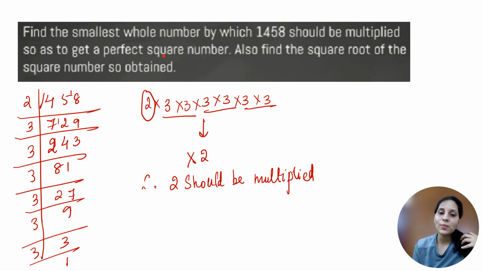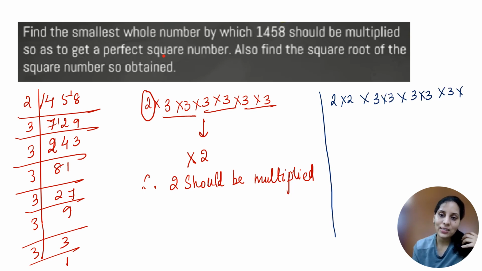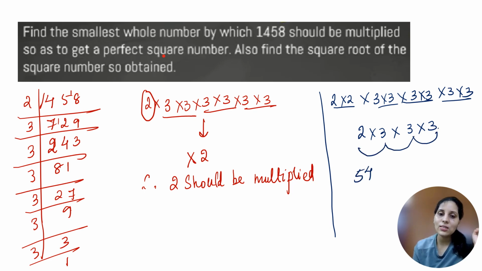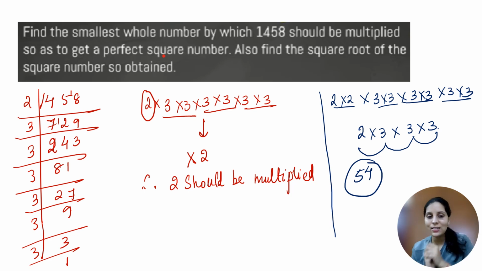Now once I multiply by 2, what do I get? 2 into 2 and you have 3 pairs of 3, right? So once we make them into pairs, from each pair we will pick one number. 2 into 3 into 3 into 3. Now 3 3s are 9, 9 3s are 27, into 2 is 54, which is the square root of that square number. I hope this is clear. This model is important. Since 2 was left over, we will multiply by 2 for it to be a perfect square, and then you will just find the square root.